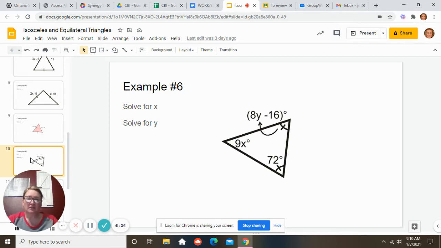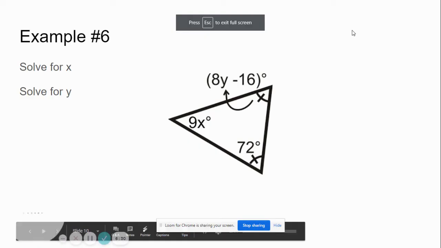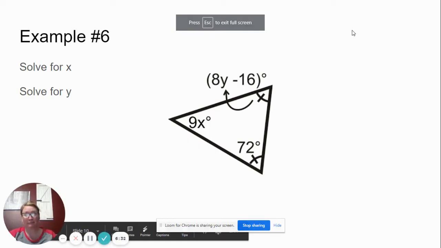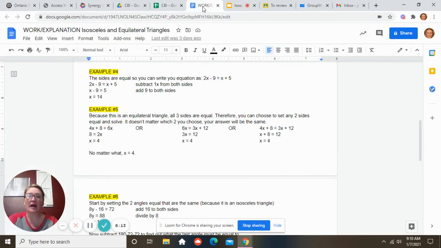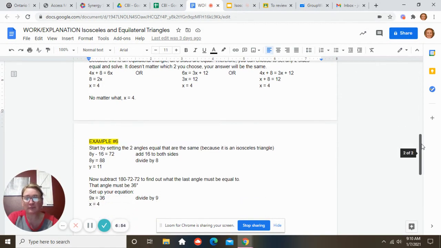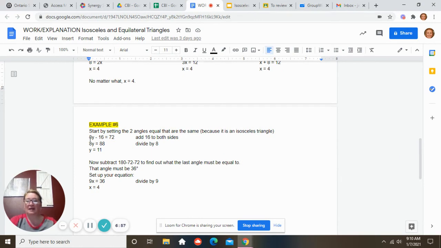All right, so let's look at this one. This one looks more intense. Okay? It just has that look of being a little more intense, but it's not. Okay, because we know our rules about things that are the same. So you'll notice that this angle, the 8y minus 16, is equal to 72. So that means we can set them equal to each other and solve it. So again, if we pop over here to example 6, we just set up 8y minus 16 equal to 72. We solve it for y, and we get y is equal to 11.